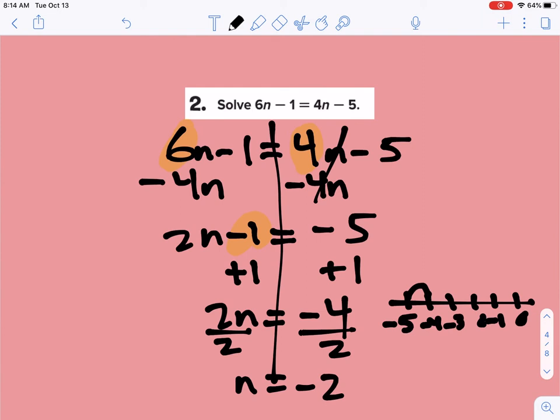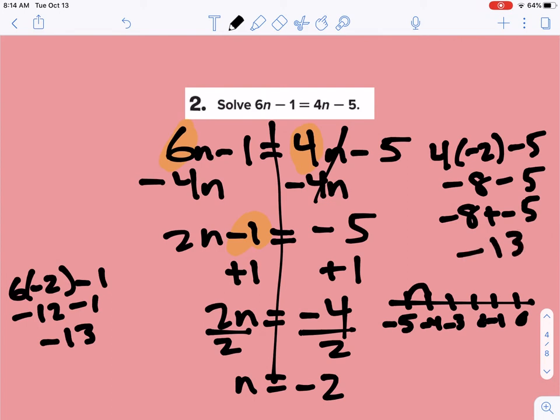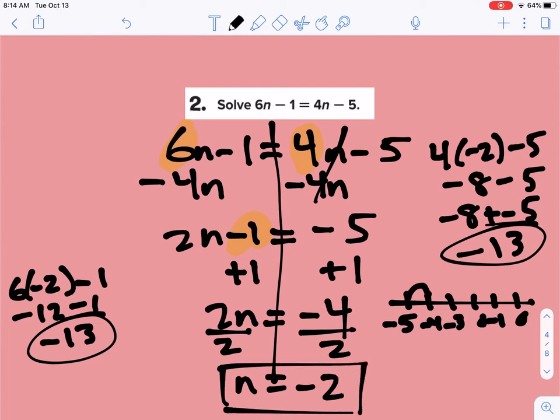And then if I put negative 2 into this, and I'll try to do this off to the side. So 6 times negative 2 minus 1 is going to be negative 12 minus 1, which is negative 13. And then if I do the 4n part, I'll go 4 times negative 2 minus 5. So negative 8 minus 5. And in case you don't remember, that's the same as negative 8 plus negative 5. That's negative 13. And you have a negative 13 here, and you have a negative 13 there. So our answer looks good.